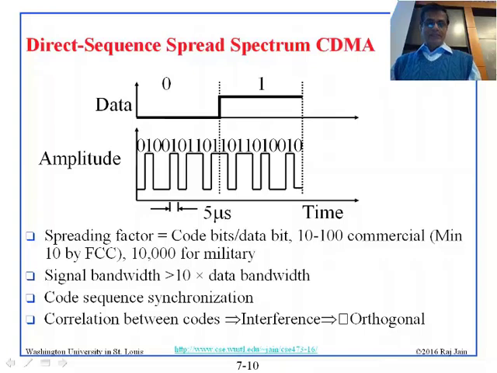All right? So, question about code division multiplexer, CDMA. Any questions so far? Please. If it is not clear, I can go one more time.